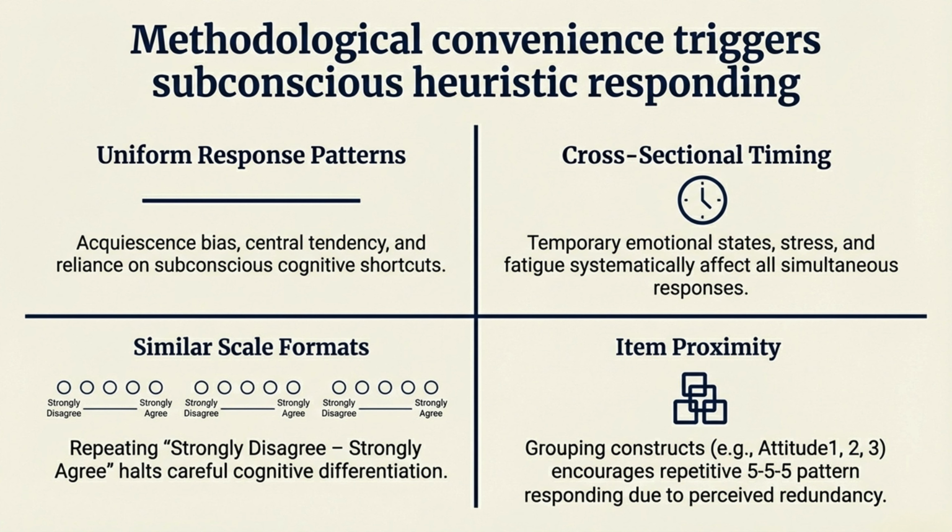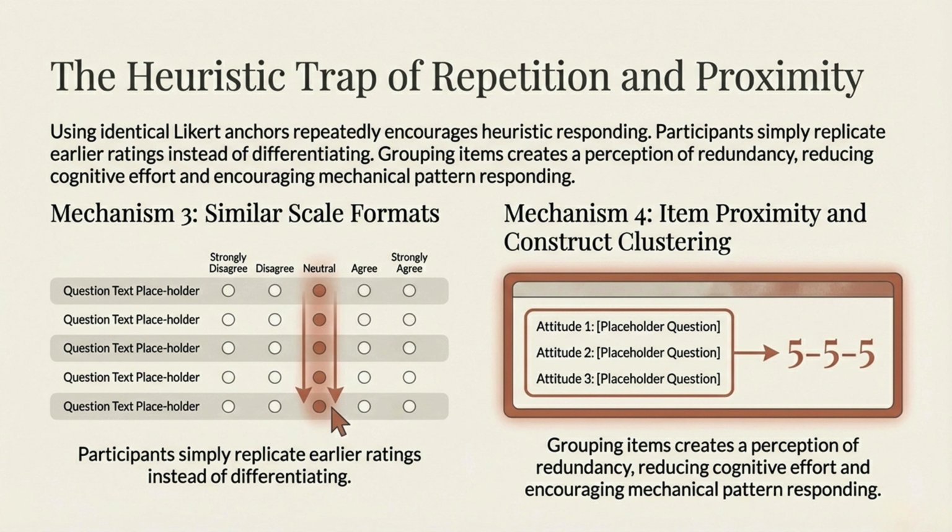Fourth comes item proximity and construct clustering. Here, researchers often group items belonging to the same construct together, like attitude 1, 2, 3, which appear consecutively. While methodologically logical, this practice can create a perception of repetition and encourage pattern responding. So they'll give 5, 5, 5, 4, 4, 4, and it reduces the cognitive effort in differentiating subtle wording changes. Participants, especially non-academic respondents, may interpret similar items as redundant rather than psychometrically necessary.